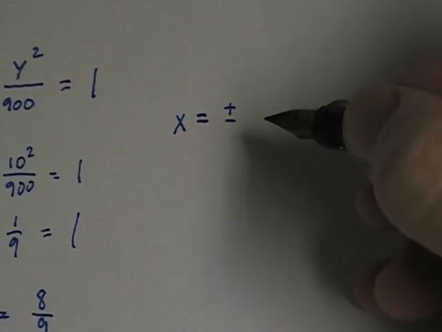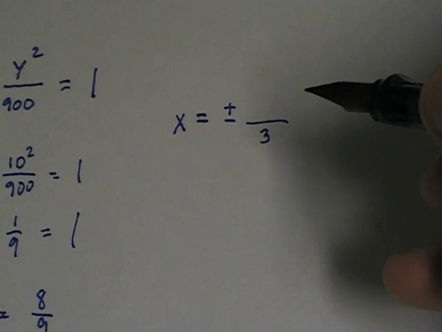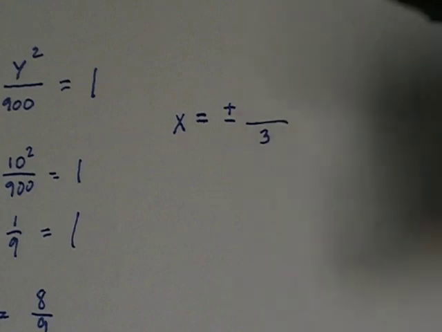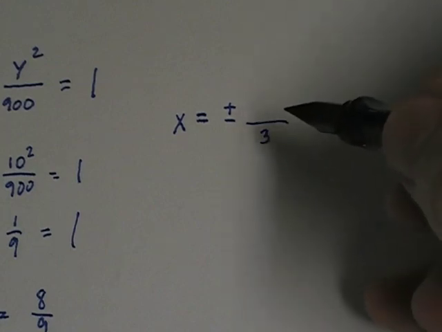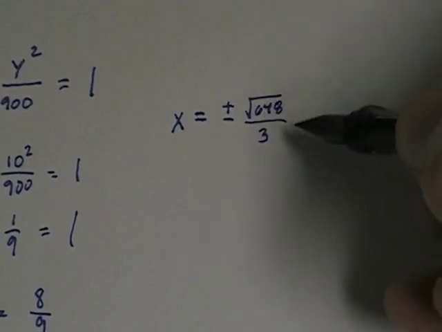And I know the square root of 9 off the top of my head is 3. The square root of 648, having trouble with my calculator. It's not wanting to work for me today. Okay, it's going to give me some really crazy decimal. So square root 648 over 3.